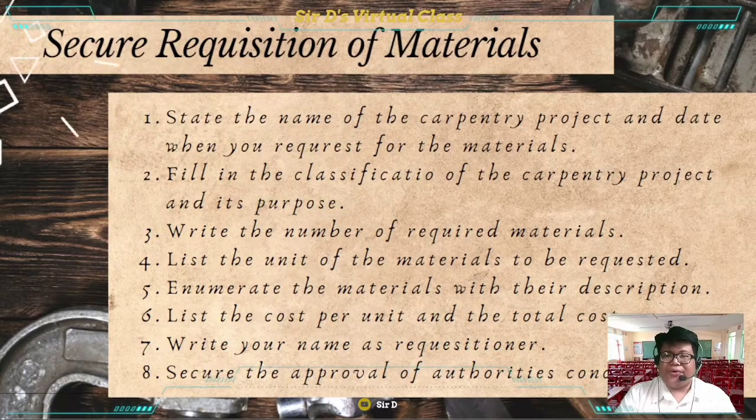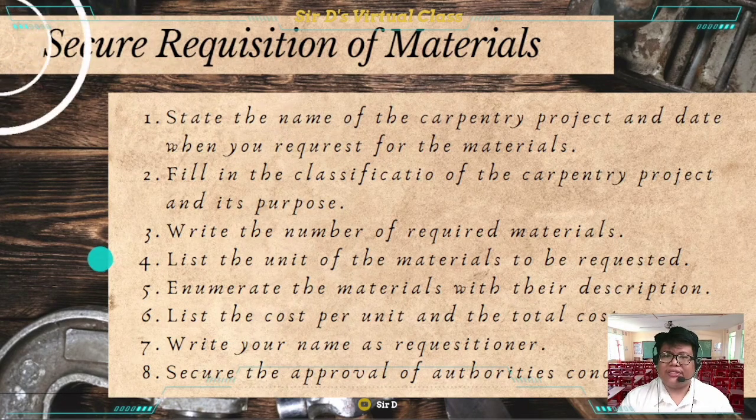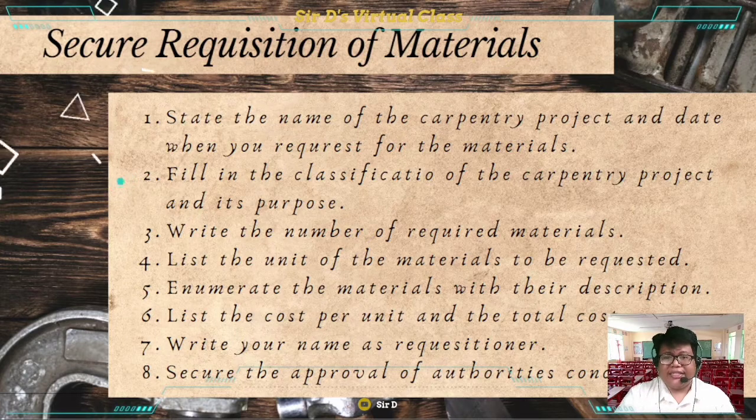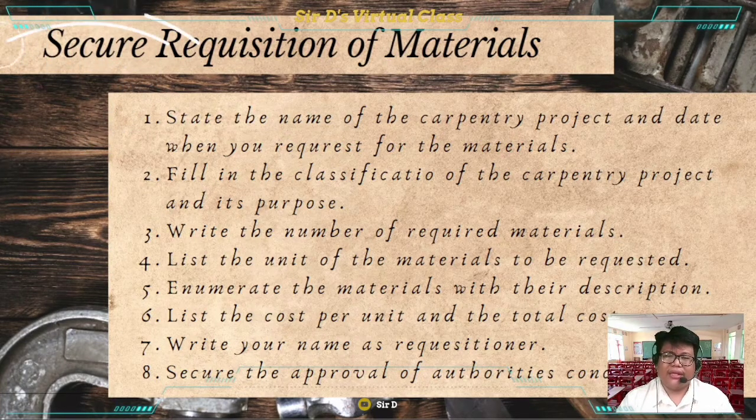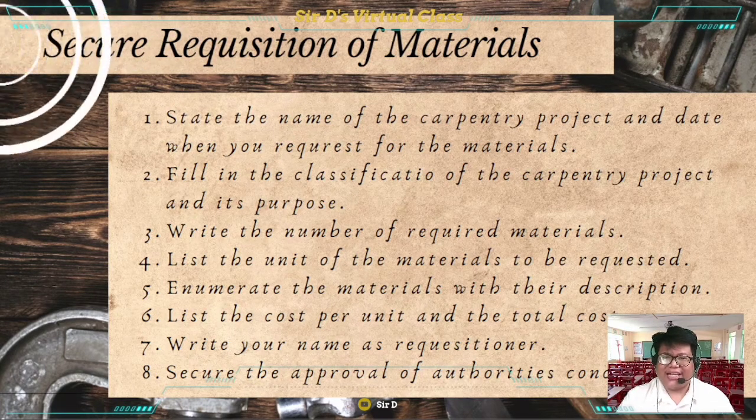Next, we should learn about secure requisition of materials. Remember to state the name of the carpentry project when you are to request for materials. Second, fill in the classification of the carpentry project and its purpose. Why are we going to do it? What is the use of these tools and materials? And then, write the number of the required materials. So even before you accomplish this form, you must already know and have coordinated with the proper people the number or the quantity of materials to be needed in the accomplishment of the task or project.